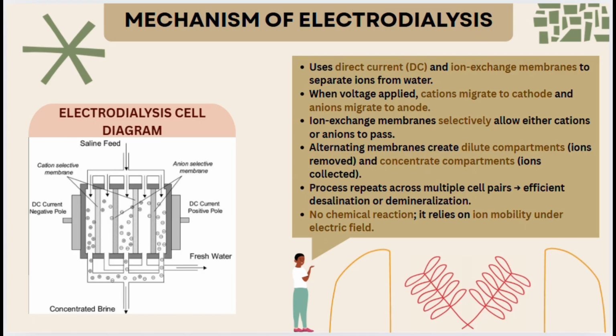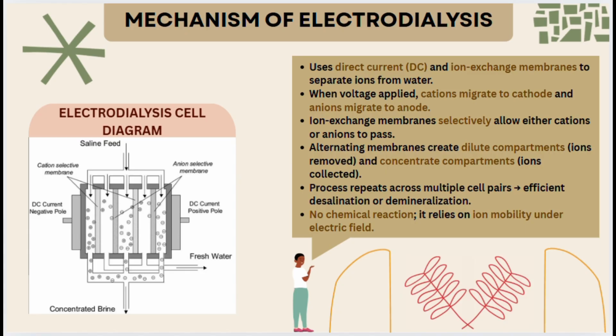My slide is all about the mechanism of electrodialysis. This system uses direct current, which is DC, and ion exchange membranes to separate ions from water. When voltage is applied, cations migrate to the cathode while anions migrate to the anode. About ion exchange membranes, they selectively allow either cations or anions to pass, because as you can see in the diagram, there is an anion selective membrane and there's also a cation selective membrane.